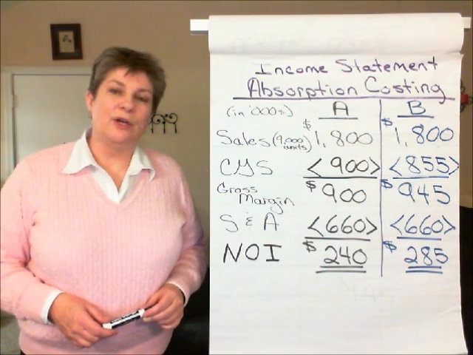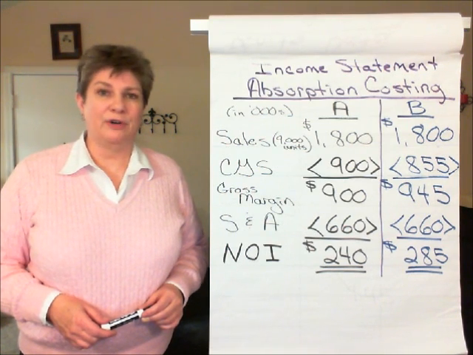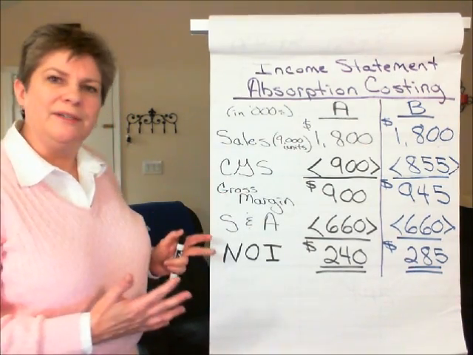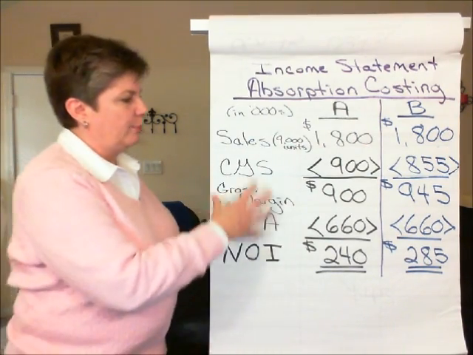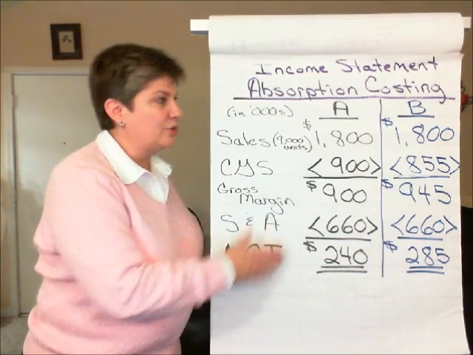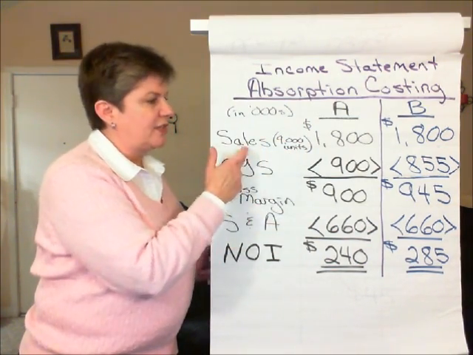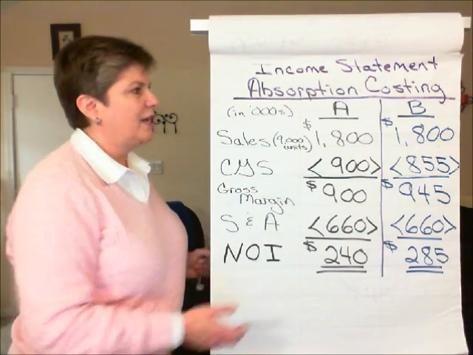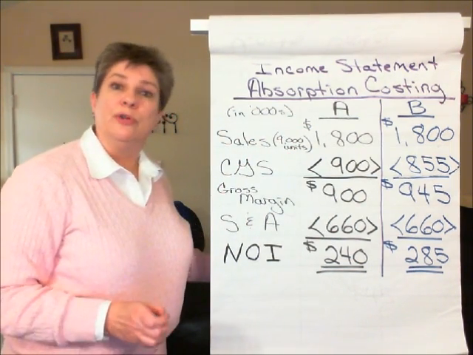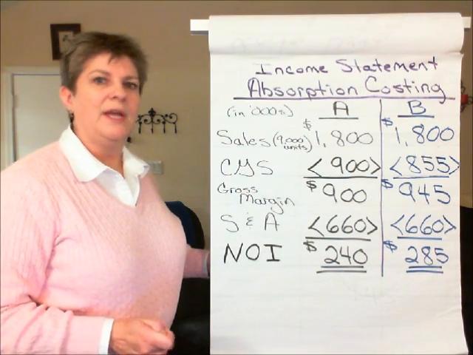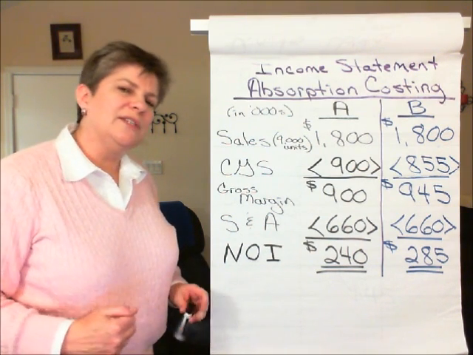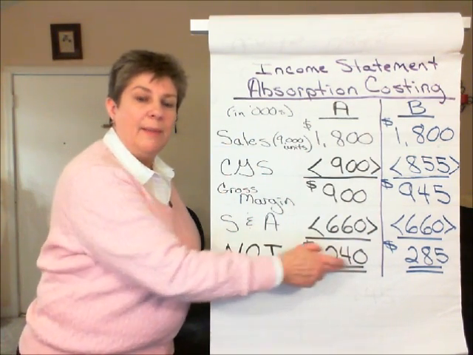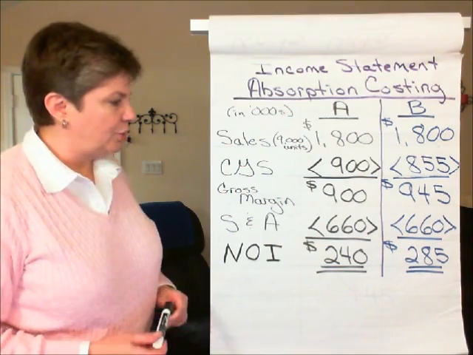Managerial accounting, absorption costing versus variable costing. Now let's go back to our opening scenarios where we compared the income statement under situation A, where we sold 9,000 units and produced 9,000 units, and scenario B, where we produced 10,000 units and sold 9,000 units, and see if we can't explain what caused the difference in net operating income under the two approaches.